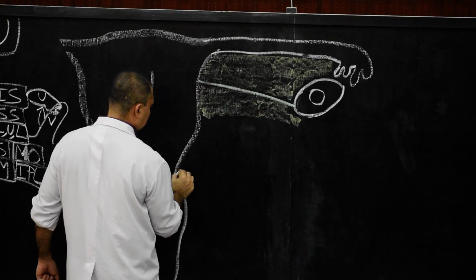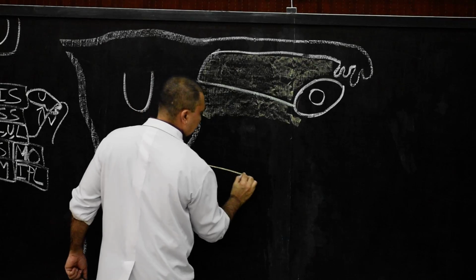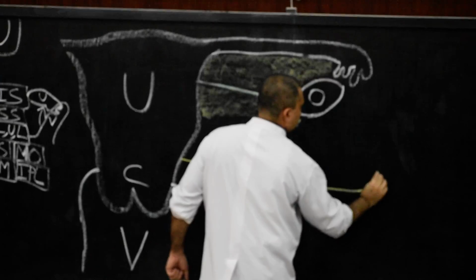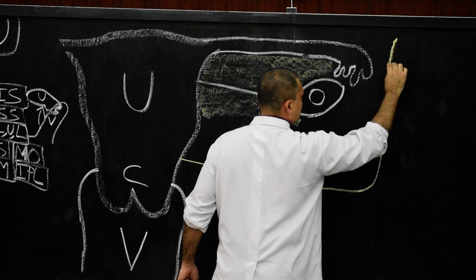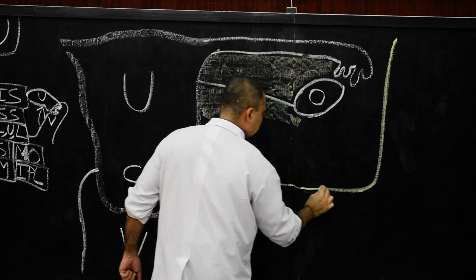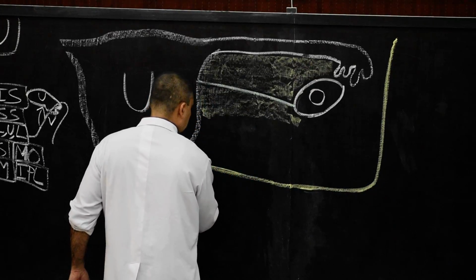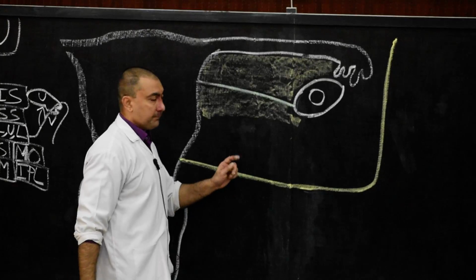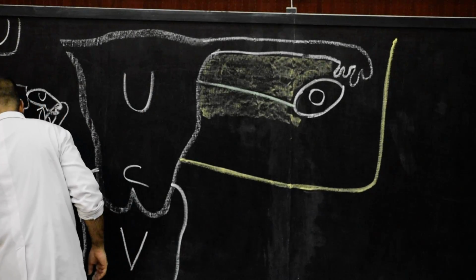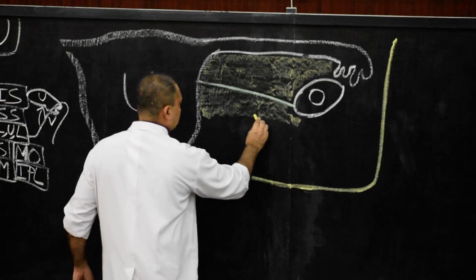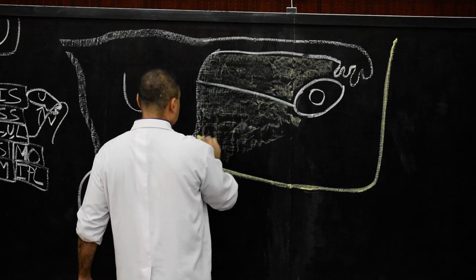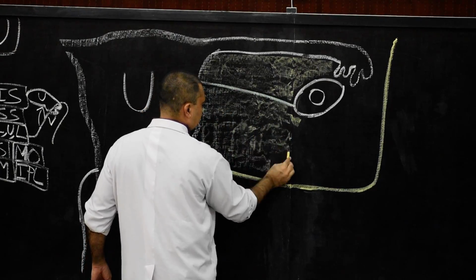And the lower border, I am going to show the broad ligament. This will serve as the lower border. This is the lateral border. This will go as the lateral border. This is the lower border of the broad ligament. And we are going to now color the entire broad ligament. This is the broad ligament which I am coloring.